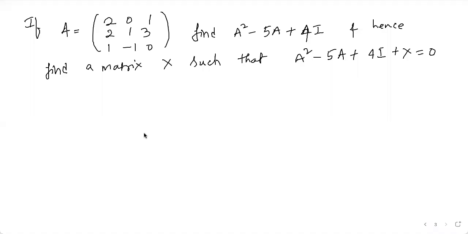So we are being given A. Okay, and we have to find the matrix X such that A square minus 5A plus 4I plus X is equal to 0.